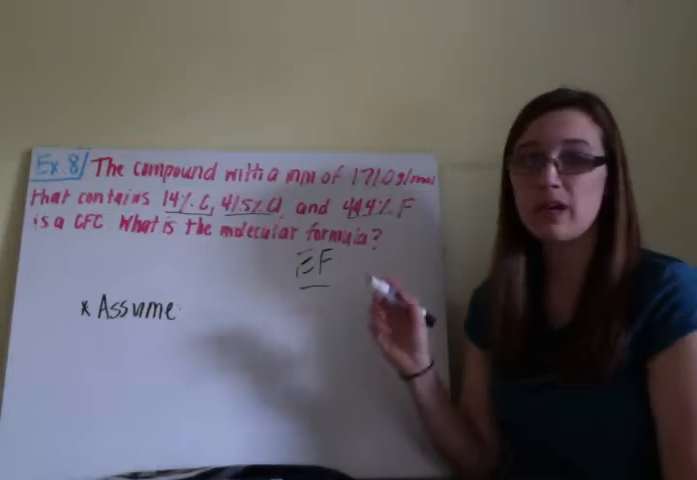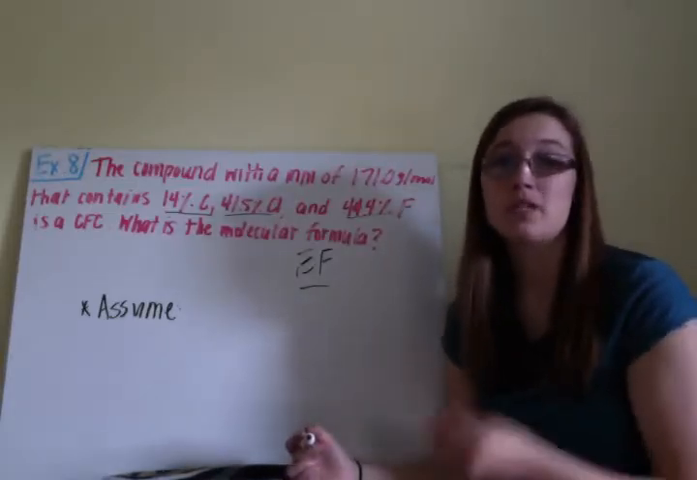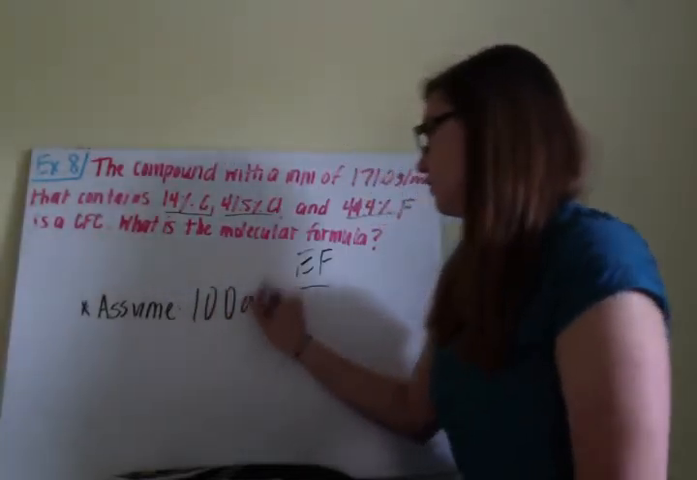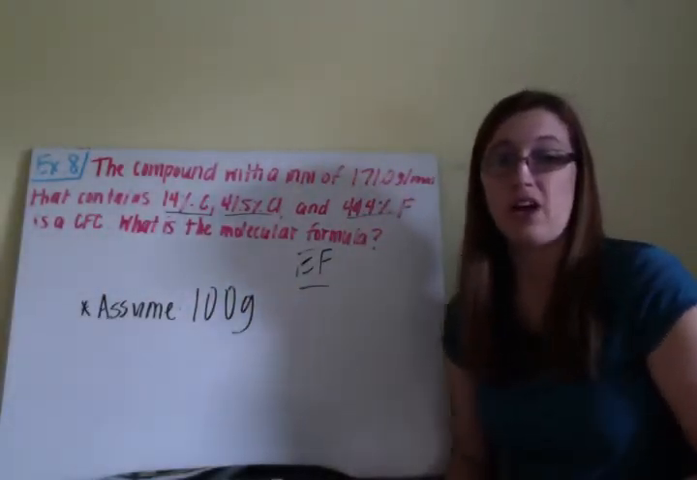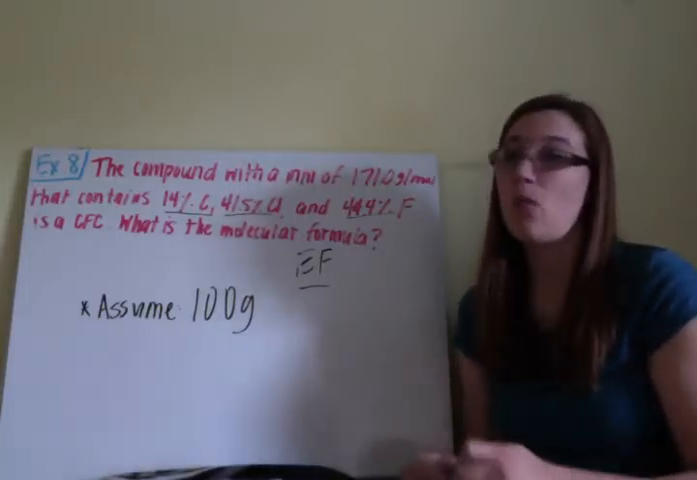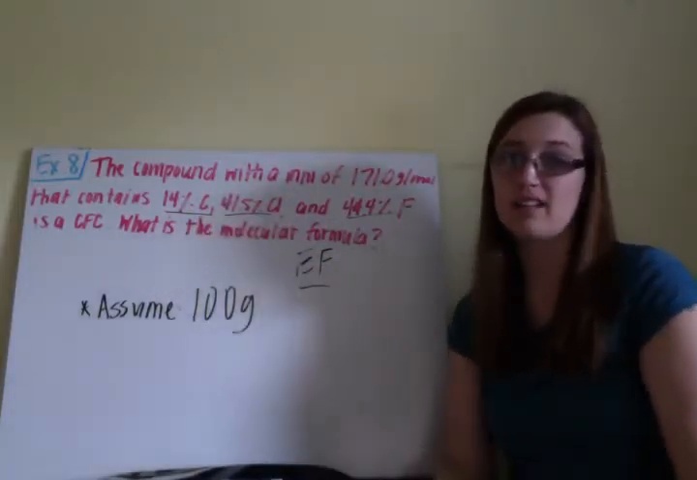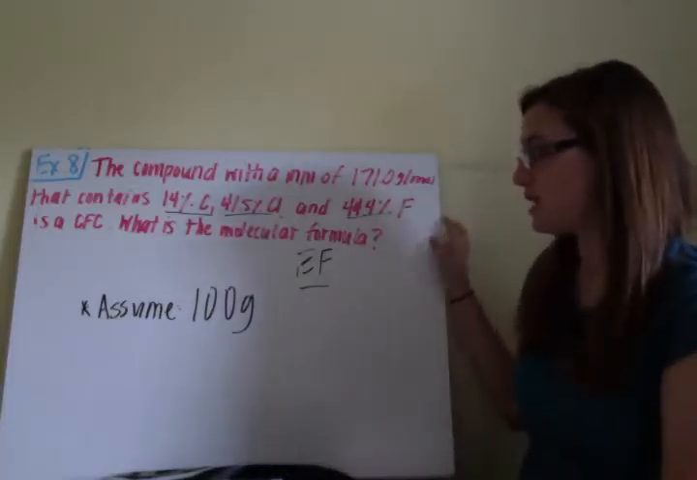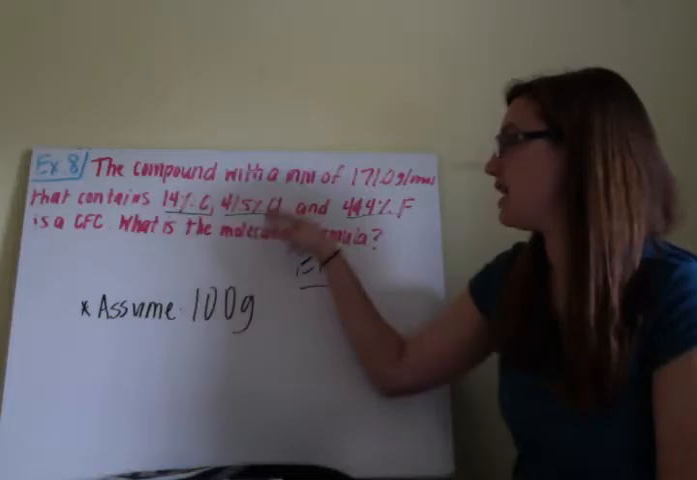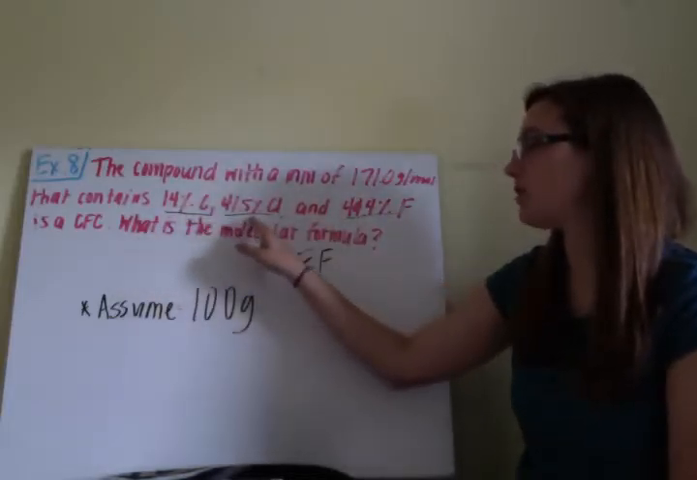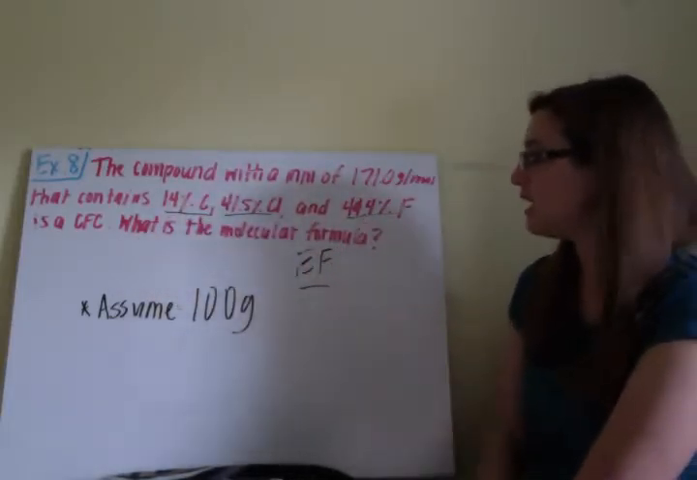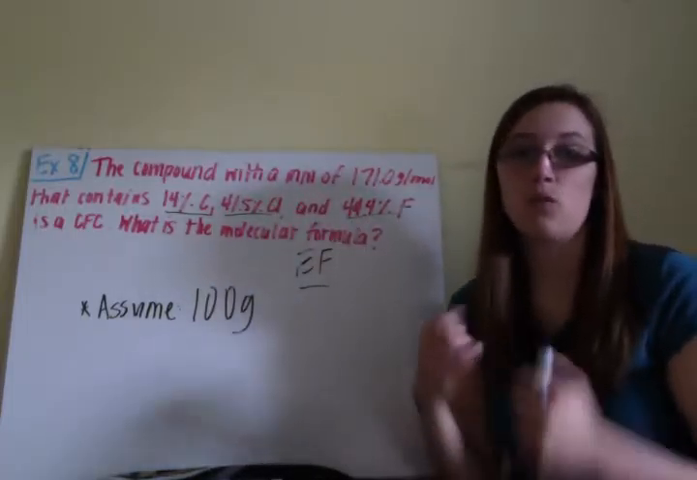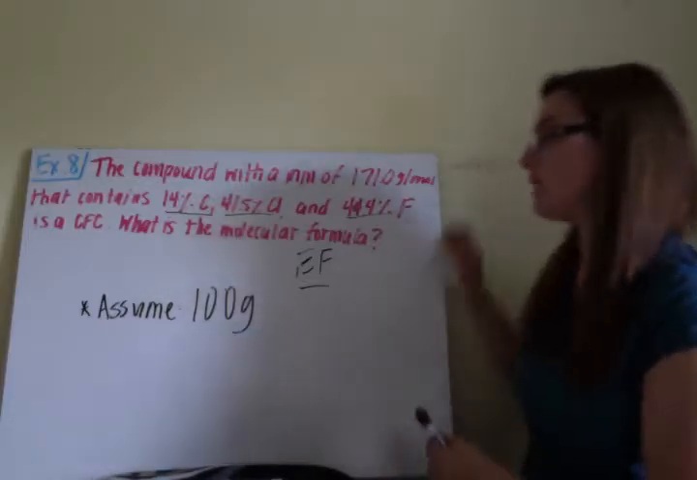Now, in this problem, we're given percents. Remember, I told you when we're talking about empirical formulas, it's really important to assume we have 100 grams of a compound. Because if we have 100 grams of a compound, we can just convert these percents directly into grams, and it's going to make our life so much easier. So first, what we need to do is assume 100 grams. That means we have 14 grams of carbon, 41.5 grams of chlorine, and 44.4 grams of fluorine. Right? Once we have our grams, we're finding the empirical formula now, right?